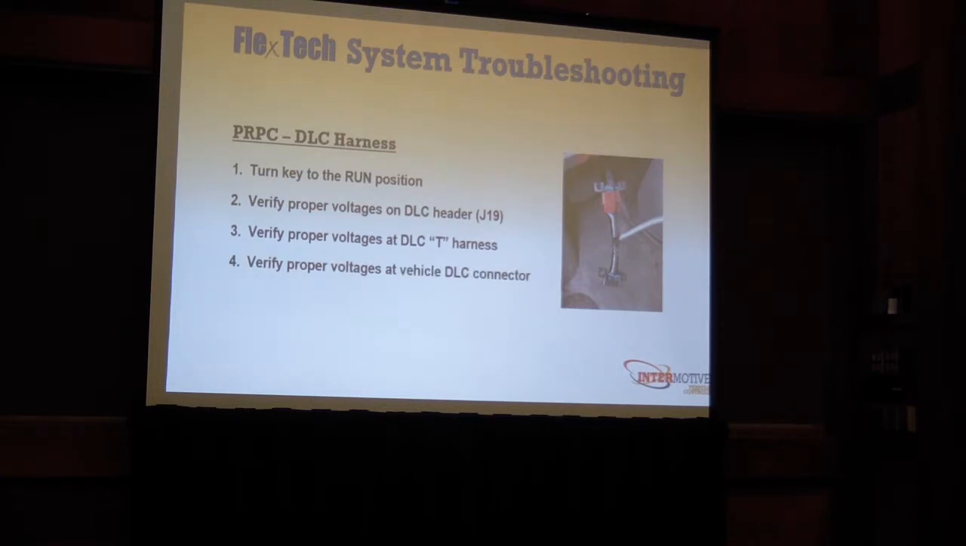So with key on, you can start at the module itself and start verifying those voltages. You can look for power, make sure you're getting ground, and then verify the CAN voltages there. And if you're not seeing that module, you've got that extension harness. Likelihood is there's some damage to that.